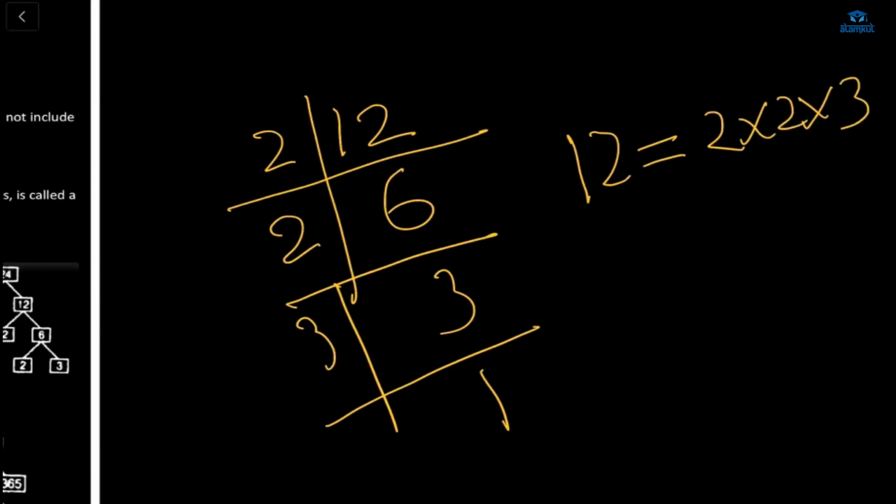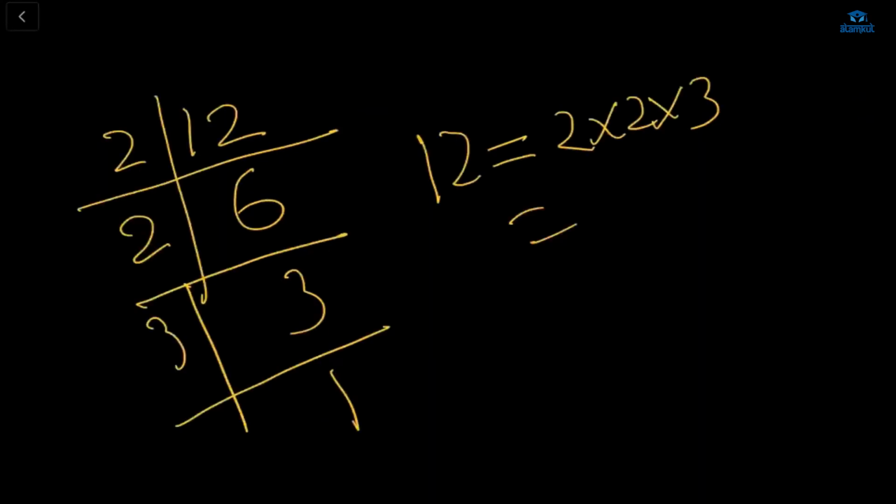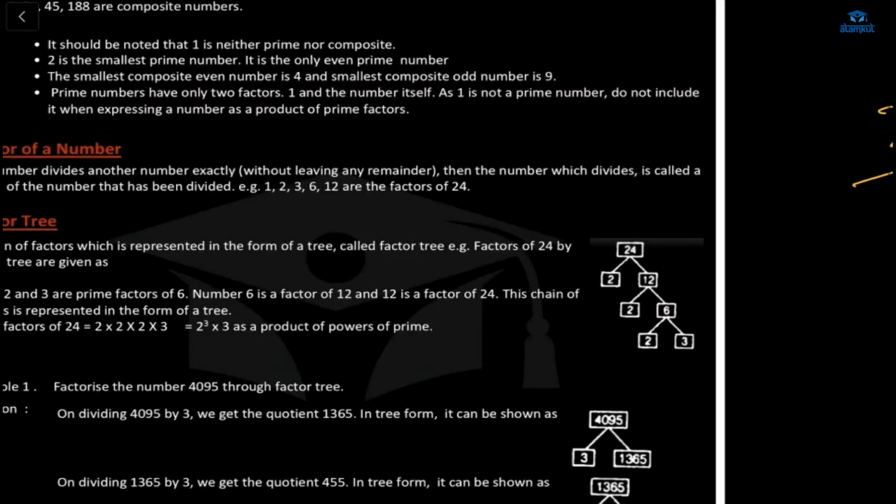Okay, always express it as prime factors. You don't write 2 into 6, because 6 can again be divided into its prime factors, that is 2 into 3. So always take the least prime factors, 2 into 2 into 3. So these are the prime factors of 12. Okay, now the factor tree.